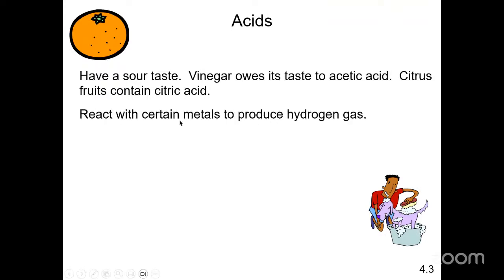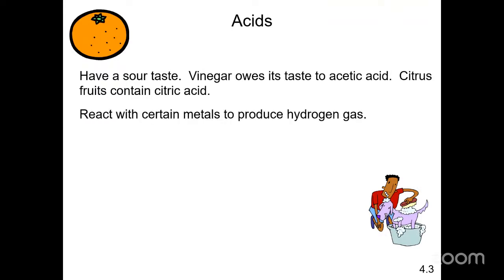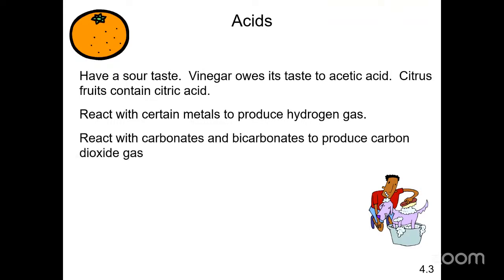Another property displayed by acids is that they react with certain active metals to produce hydrogen gas. Usually, we're talking about the metals in the first and second group, and maybe a couple of them in group 3. Those metals and some of the transition metals as well will react with acids to form hydrogen gas. They also react with carbonates and bicarbonates to produce carbon dioxide.